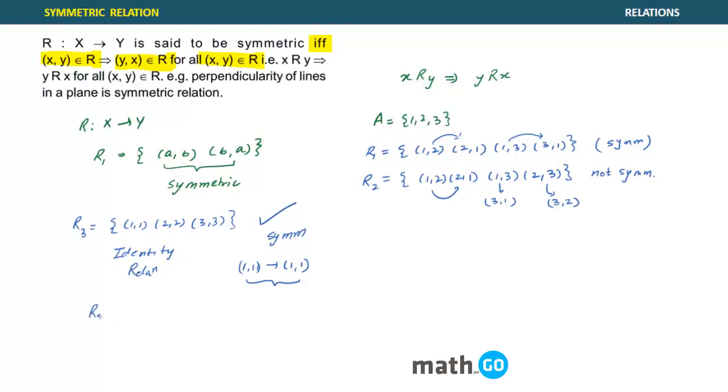If you write 1 comma 1, 2 comma 2, and 3 comma 3, and then you again start writing 1 comma 1, you know that this is absurd. Though this is not mathematically incorrect, we don't write it because this is already covered here. This one is already covered here. So in a way, the identity relation is already a symmetric relation. I hope the concept of symmetric relation is clear to you now.